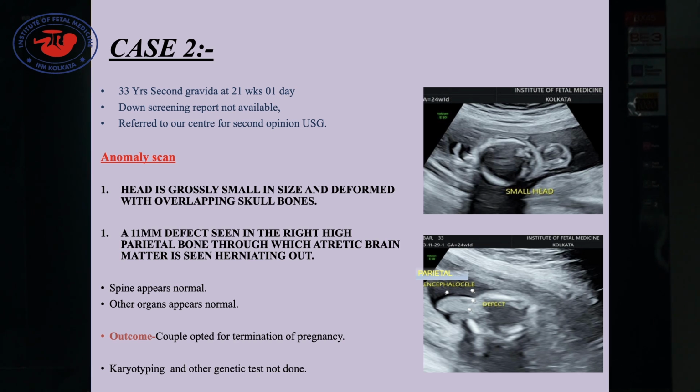The couple opted for termination of pregnancy. Here karyotyping and other advanced genetic tests were not done. These are the ultrasound images that show the small head of the fetus and small atretic brain matter protruding from the skull defect. So it is an atretic encephalocele.